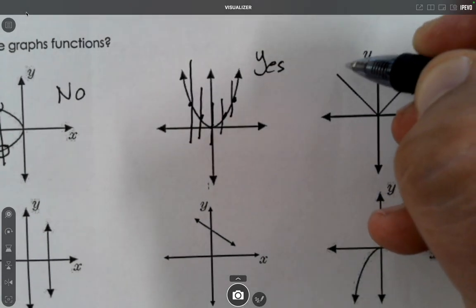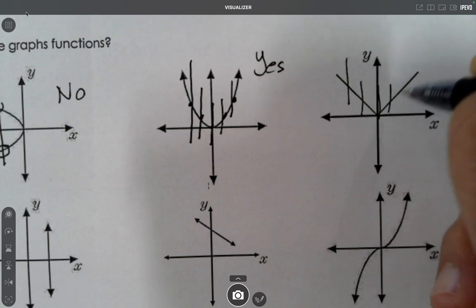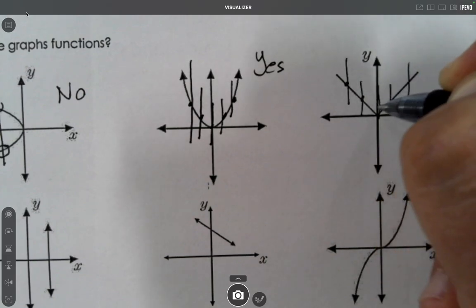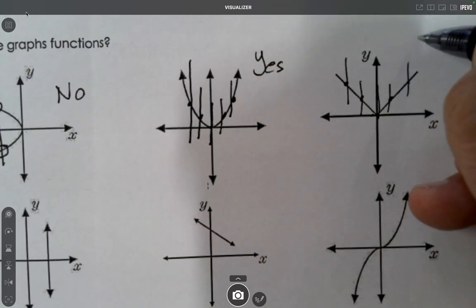This one right here, again, if you just draw some vertical lines, you say, oh, okay, this one's fine. Only hits 1 point at a time. So yes, this is a function.